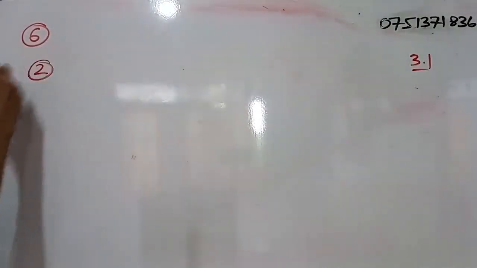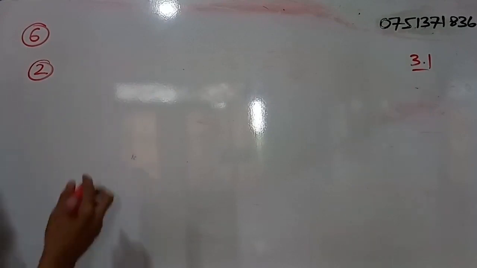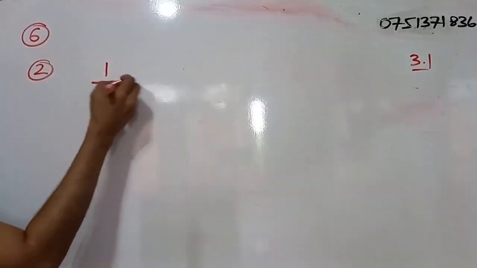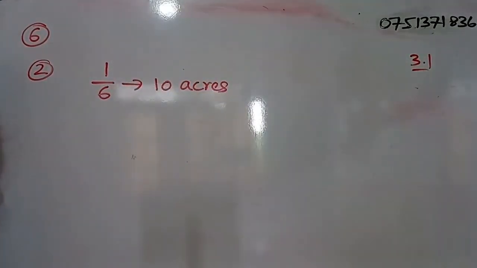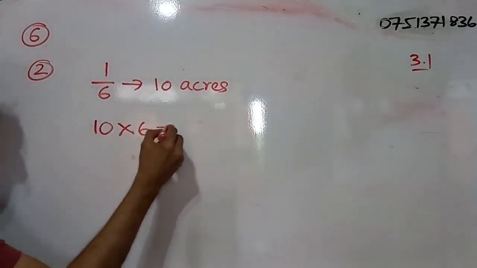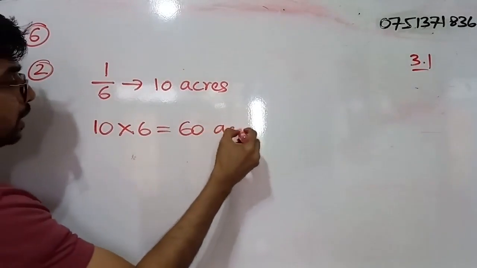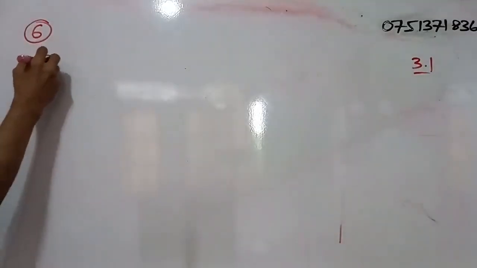Right. Part 2. How many acres is the whole plot of land? So we know 1/6 of it is equal to 10 acres, right? So what is the whole amount? We have to multiply 10 by 6. So we get 60 acres. 60 acres of land. Right.